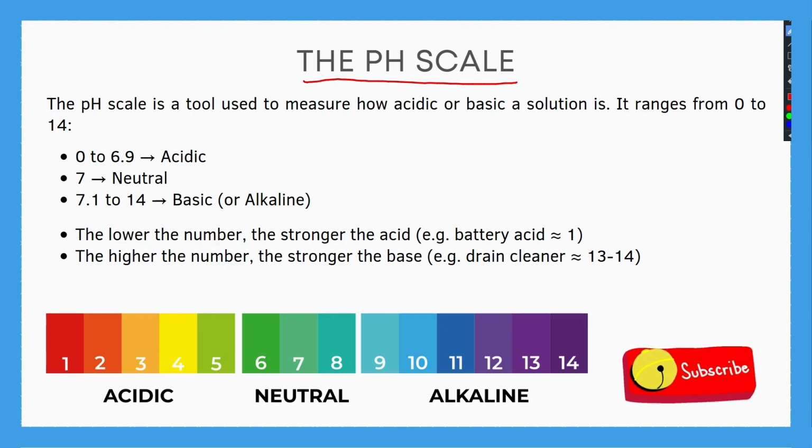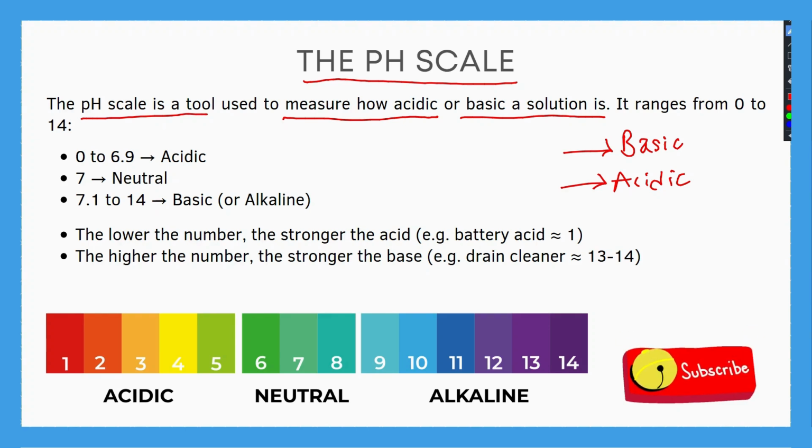Now, first things first, it is important to understand that the pH scale is a tool in chemistry that is used to measure how acidic or how basic a solution is. Okay, so if a substance is basic or acidic, the pH scale is the tool we use to measure the extent of the basicity and the extent of the acidity of a substance, and it ranges from 0 all the way to 14. Now, if the pH level of a substance is between 0 and 6.9, we call it acidic.